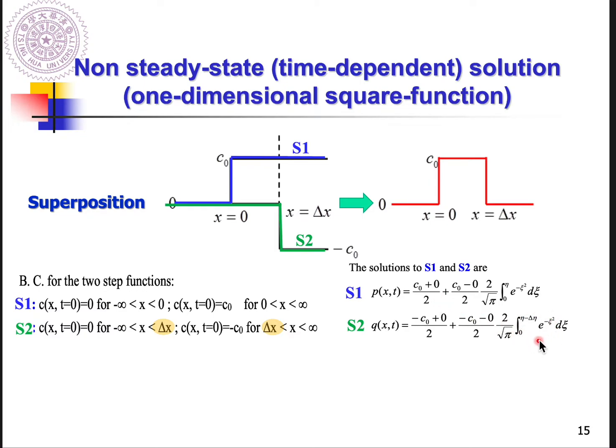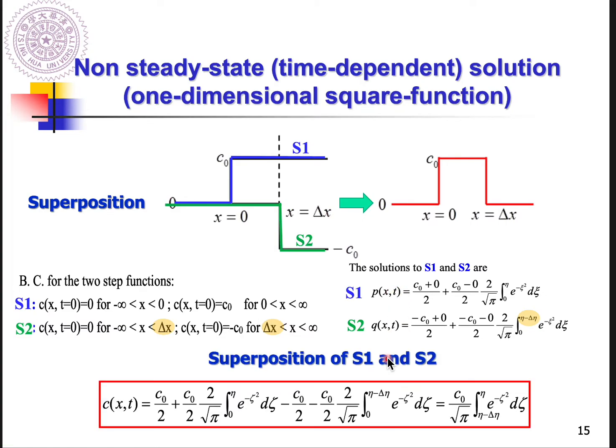The upper and bottom limit of the error function here needs to be modified a little bit, because for this step function the origin point is not 0 anymore, it becomes delta x. So you need a shift to delta x, from 0 to delta x. The upper limit should be modified to iota minus delta iota. So for the solution for this square function, you can just simply sum this up.